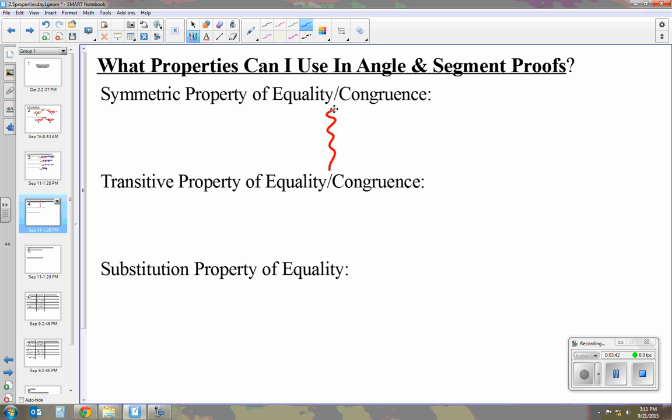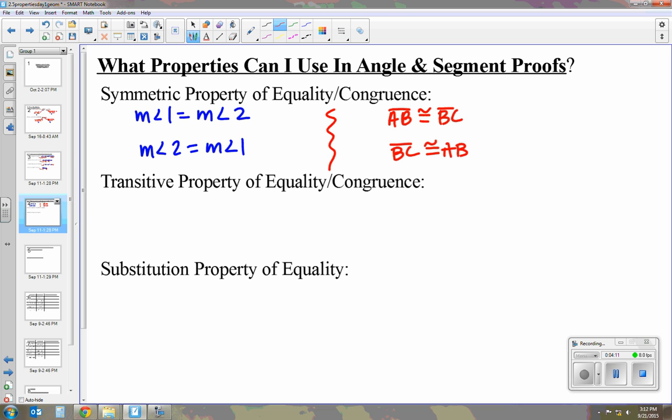So the symmetric property of equality, let's say we have the measurement of angle 1 equals the measurement of angle 2. We can use the symmetric property by flipping this. So our new statement is going to be the measurement of angle 2 equals the measurement of angle 1. And we can also use this with a congruency statement. Let's say we have the line segment AB is congruent to line segment BC. We can flip this statement and say BC is congruent to AB. So we can use it with a congruency statement as well.